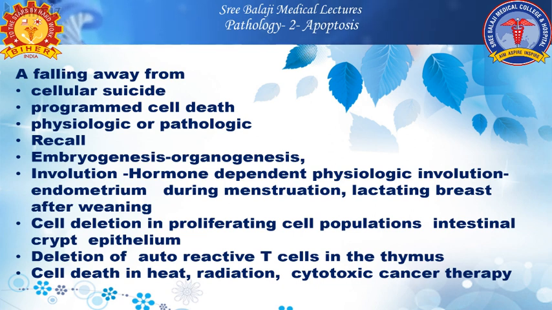Another example: every day in your intestinal epithelium, the crypt cells proliferate and come back to normal, through proliferation and apoptosis. Similarly, autoreactive T cells in the thymus during development will be deleted by the same process, apoptosis. If they are not deleted, you will develop autoimmune diseases, which we will see later. Then I showed you pathological causes of apoptosis: radiation causes apoptosis, and cytotoxic cancer medicines cause apoptosis by the same mechanism.